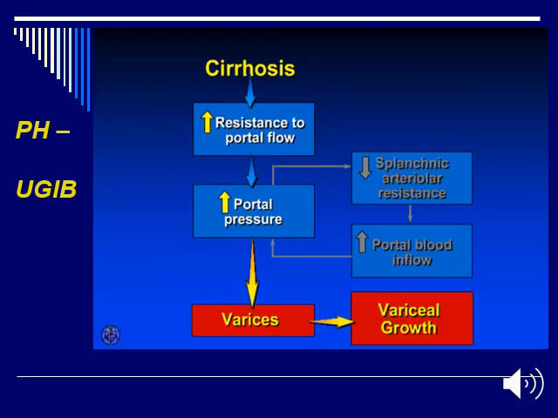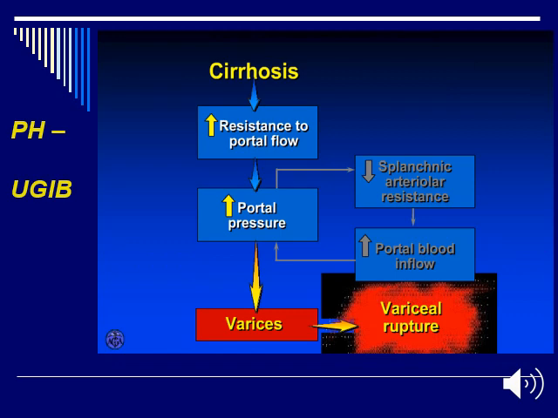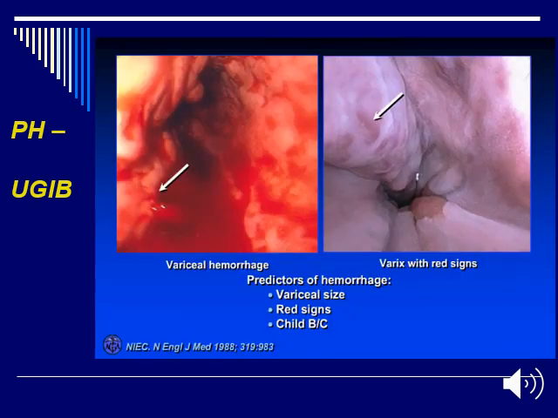This is the endoscopic picture, esophageal. This is the esophagus with no varices, while these are small varices, and here there are large varices. Going from no varices to small varices, or from small to large, occurs at a rate of 7 to 8% per year. This is the rate of progression. As the varices keep growing, they will rupture, and when they rupture, they will cause upper GI bleeding.